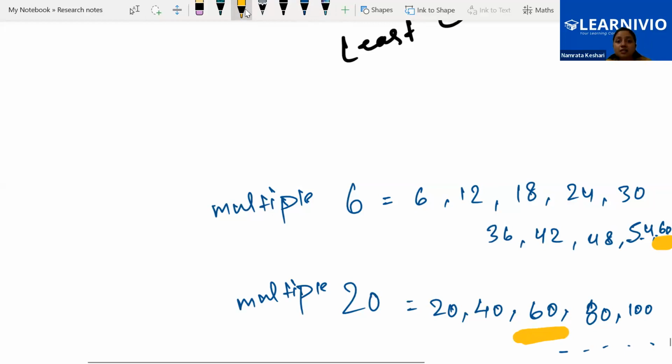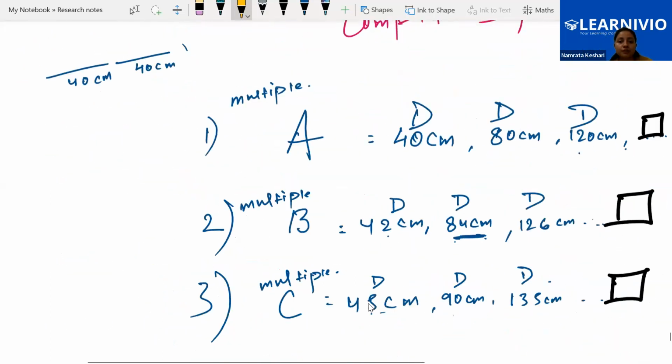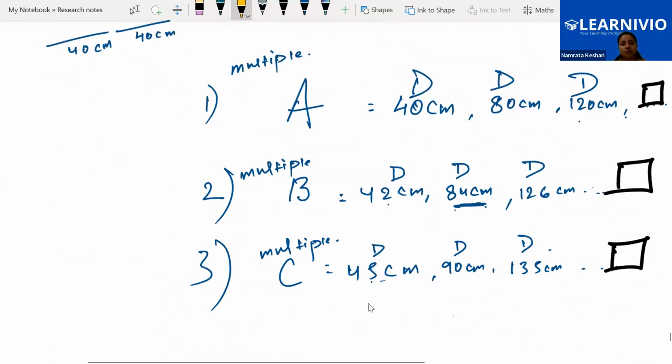That is the least. Okay, least means lowest number. That is a common multiple, 60. After 60, if there is any more common multiple, yes, there will be more common multiples if you keep on writing the table. But 60 is the least one, the lowest number, which is a common multiple also. That is the meaning of LCM, and that's what we have seen over here also in our example. Yes or no?